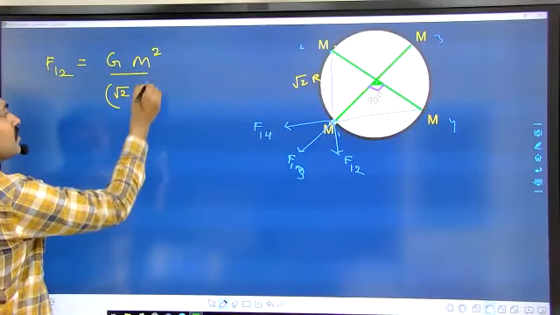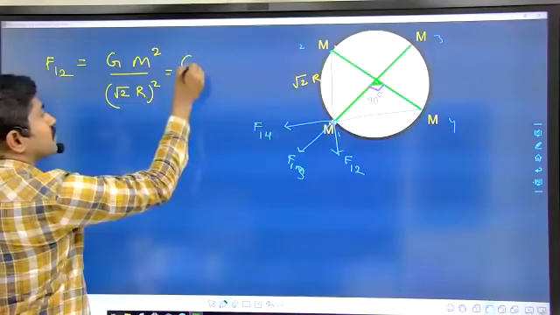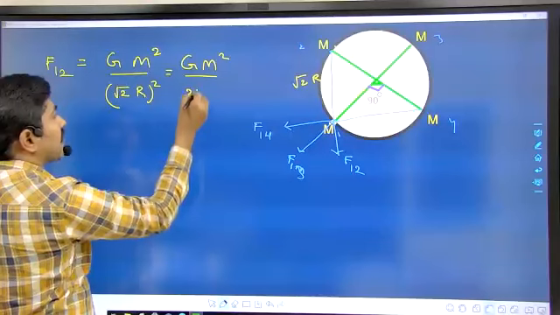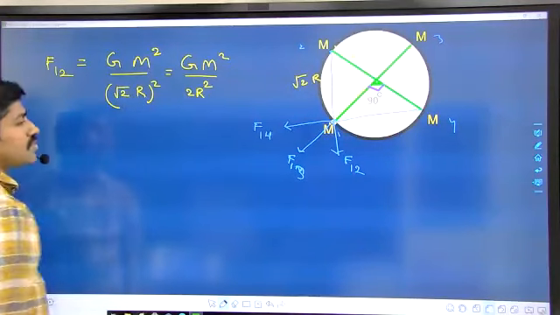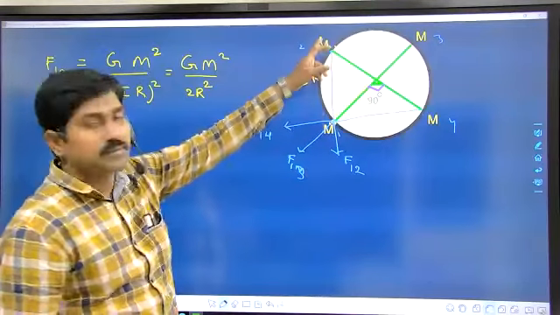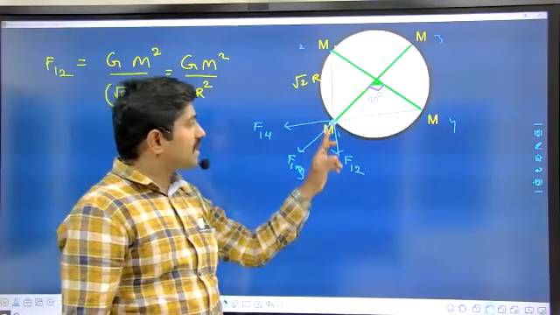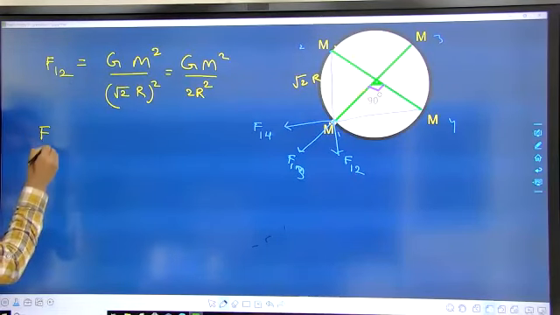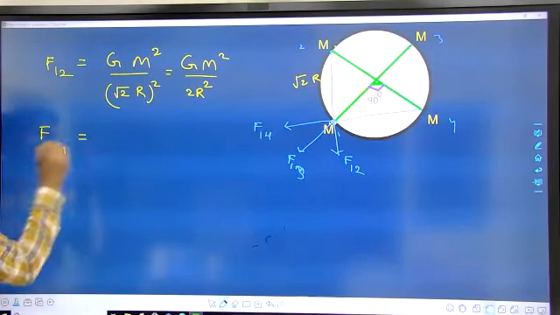Root 2r whole square. Then how much it will be? G M square by 2r square. This is the force acting on first mass due to second one. And now force acting on first mass due to fourth one, I will write here. Force acting on first mass due to fourth one.